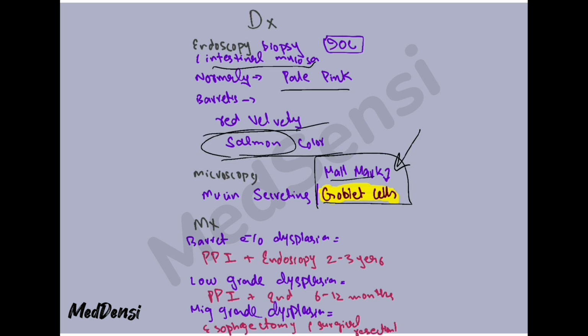The management includes three types. If the Barrett's esophagus is without dysplasia, then we give a PPI such as omeprazole and do endoscopy every 2 to 3 years. If there is low-grade dysplasia, we give a PPI and do endoscopy every 6 to 12 months to see if this has changed or if there is any risk of developing cancer. And then for high-grade dysplasia, esophagectomy, or surgical resection of the affected part, is done.